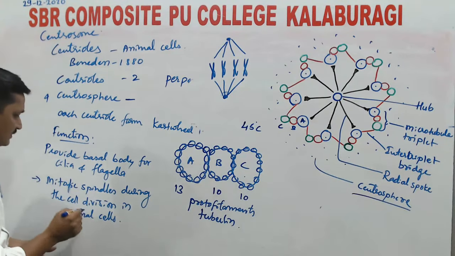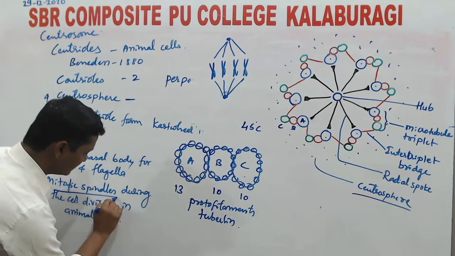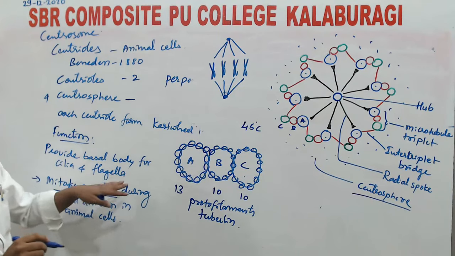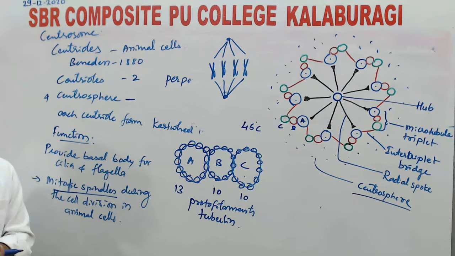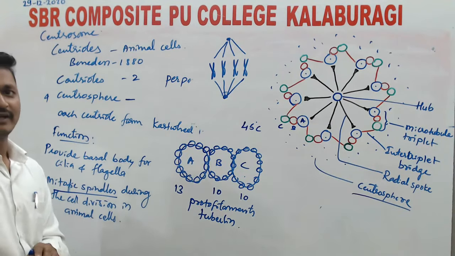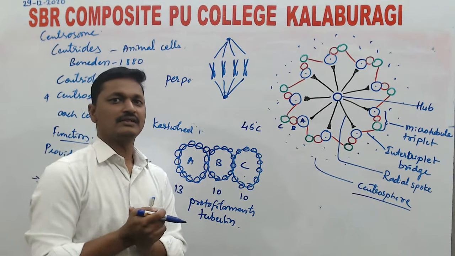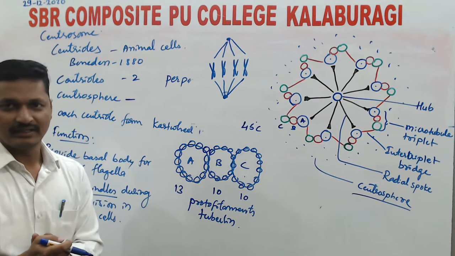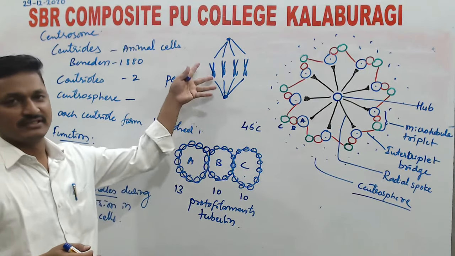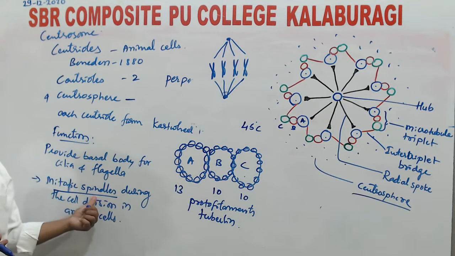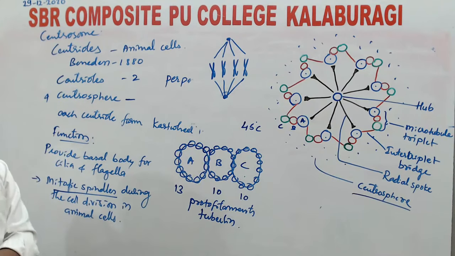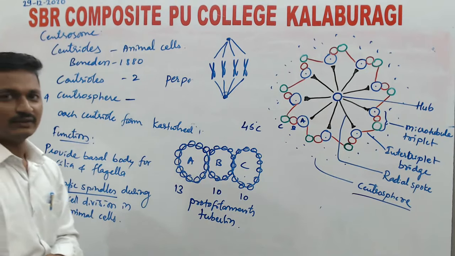So this is nothing but the mitotic spindles, and these spindles are required in cell division in animal cells. In plant cells also, we find microtubules, and those react to calcium ions. They form spindle fibers in plant cells. But in animal cells, we have mitotic spindles, provided by our centrioles. So this is everything about the centriole.